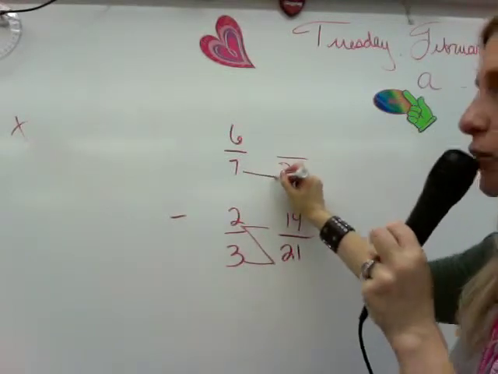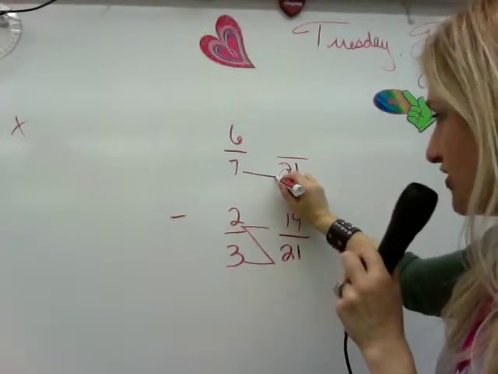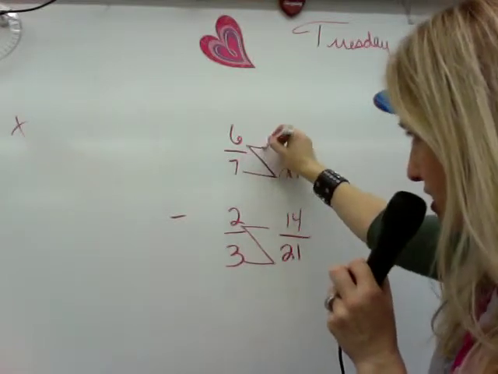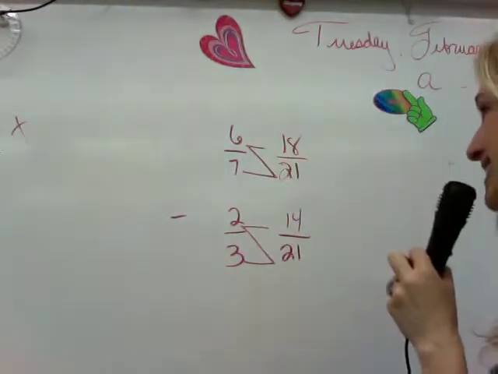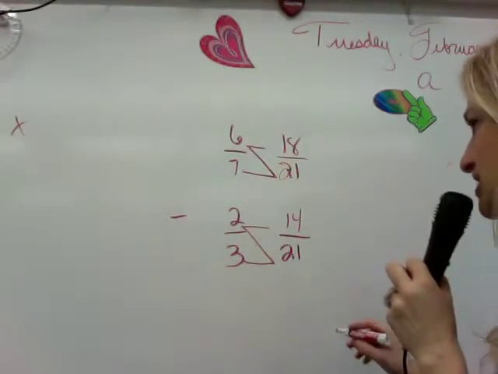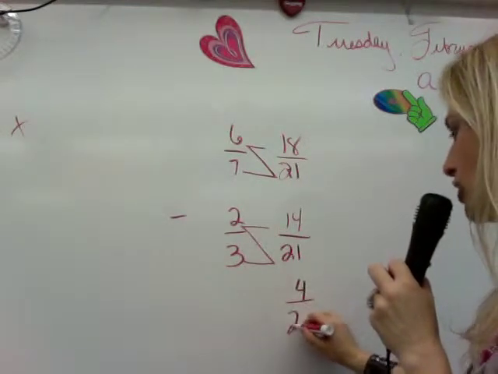7 goes into 21 3 times, and 3 times 6 is 18. It tells me I need to subtract, and 18 take away 14 is 4 over 21.